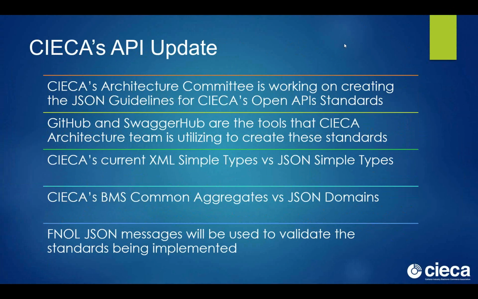And we hope by the next time we're reporting to you, we will have had some progress on the first notice of loss JSON message. So we're taking one of the very many messages and services that CIECA has in the BMS, and we're going to test one of them out using the new technologies and best practices that we're talking about. That's going to be the FNOL message.